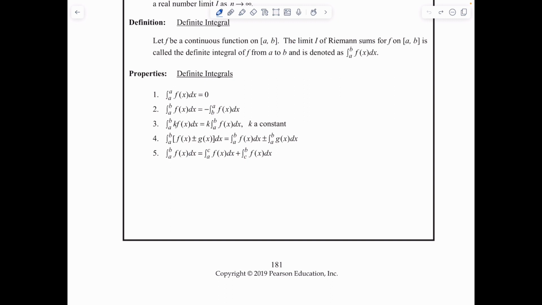The integral from a to b of two functions, the sum of them or the difference of them, we can split and take the integral of each one individually. And the integral from a to b of our function, we can break into smaller integrals: take the integral from a to c and add that to the integral from c to b. So we can break it up and take the sums.